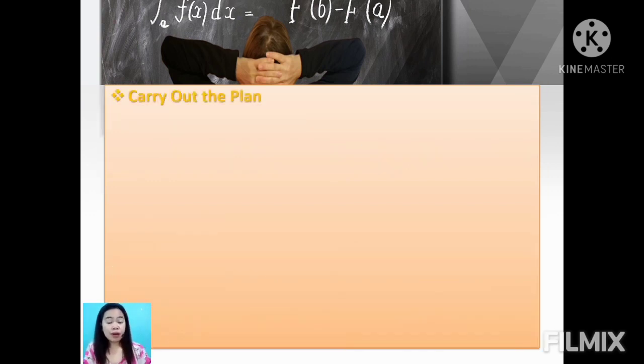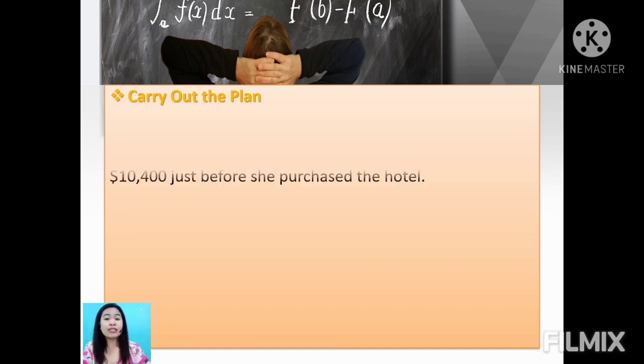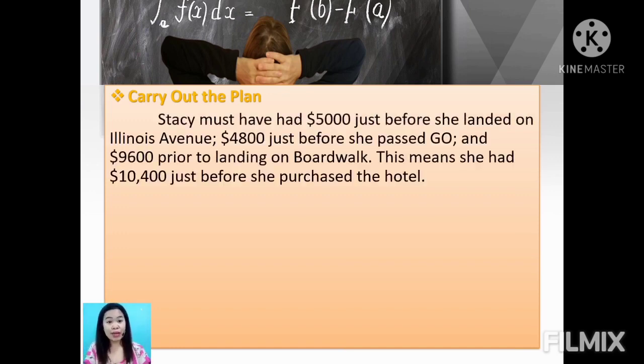So, since it is backward, we start at the bottom. Now, Stacy must have had $5,000 before she landed on Illinois Avenue. Why? Because after Illinois Avenue, only 2,500 was left of her money, which was half of her money prior to that. And so, she had 4,800 before she passed Go, because she was given an additional 200.